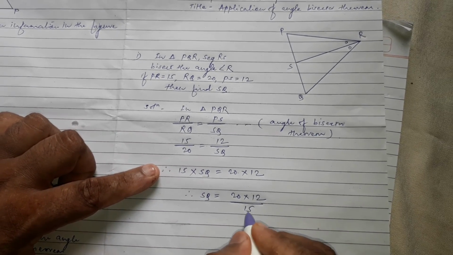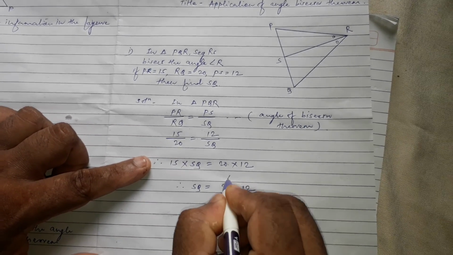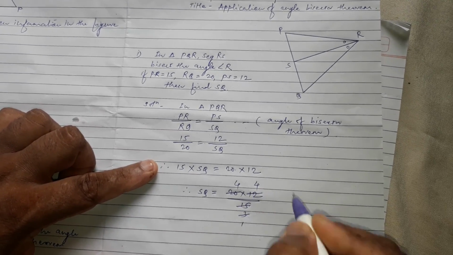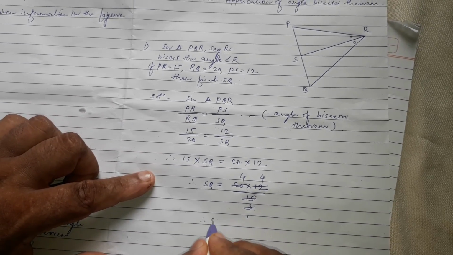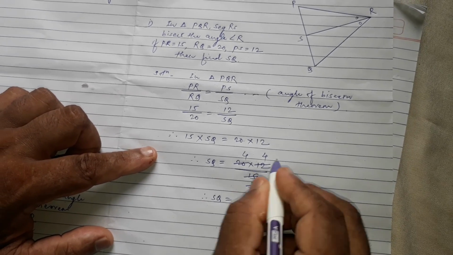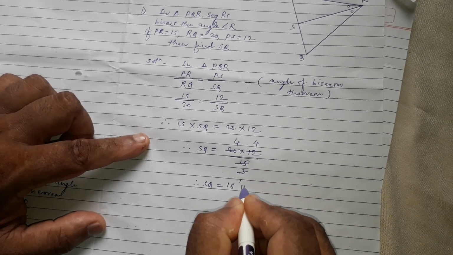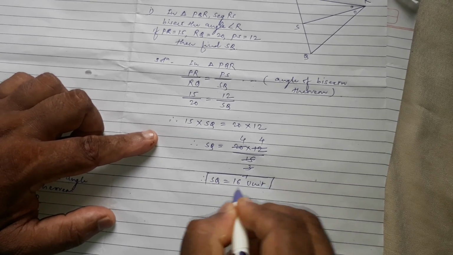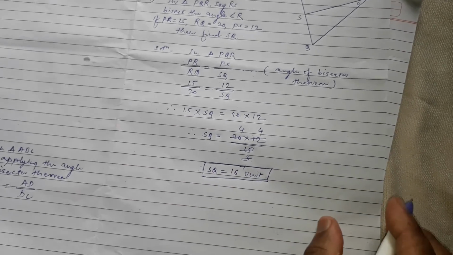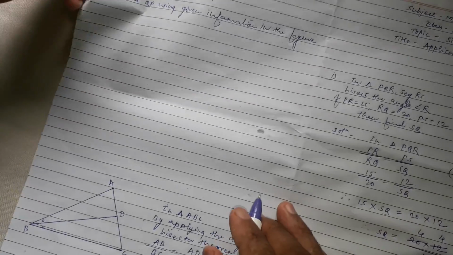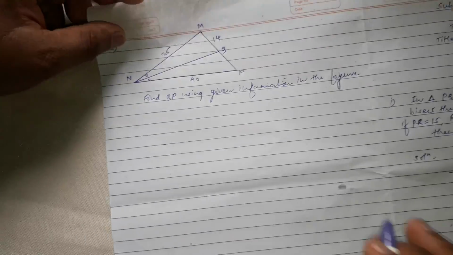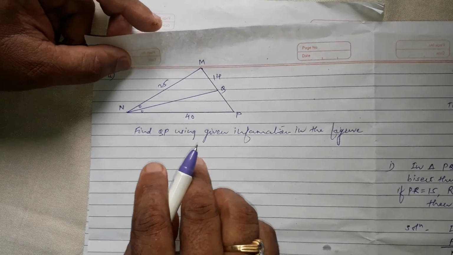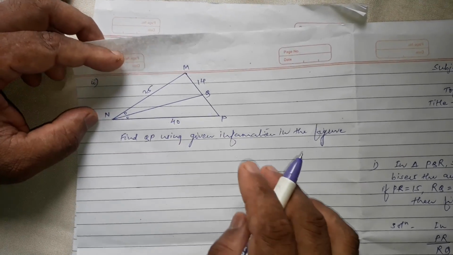By cutting this, 5 threes are 15, 5 fours are 20, 3 ones are 3, 4 fours are 16. Therefore SQ is equal to 4 into 4, 16 units. So this is the final value of SQ by using the application of the angle bisector theorem. One more example, we can find out the value of QP in this figure.